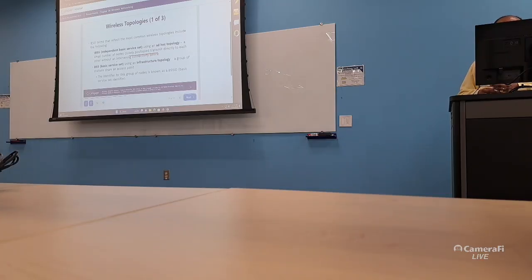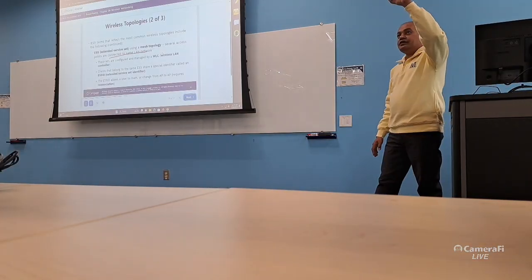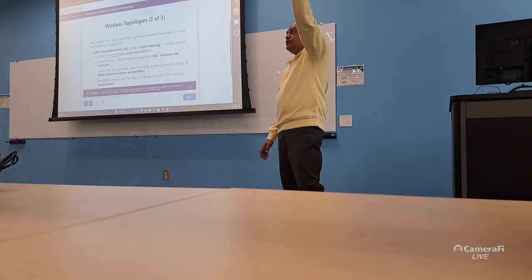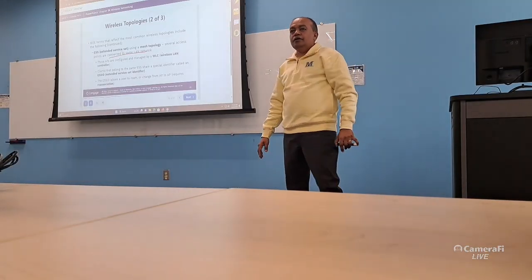Then basic service set is your infrastructure topology. A group of stations shares an access point. So like a group of stations where we have multiple phones connected to this particular device here. Then ESS, extended service set, is a mesh topology where several access points are connected to the same LAN network. Now every classroom has this device installed. Two of them, right? One is here, one is on that corner.